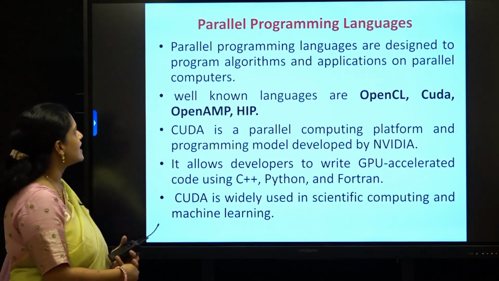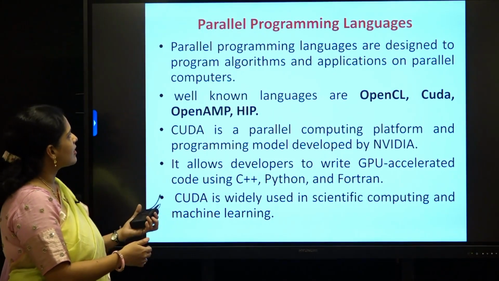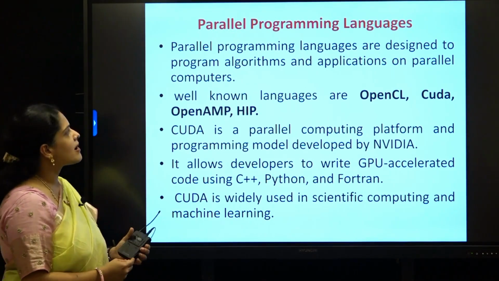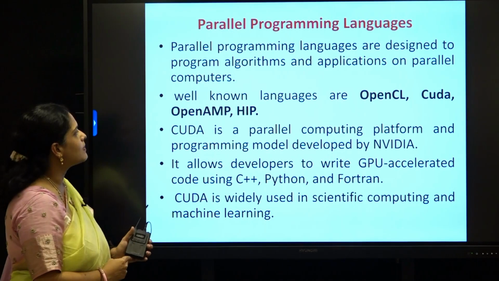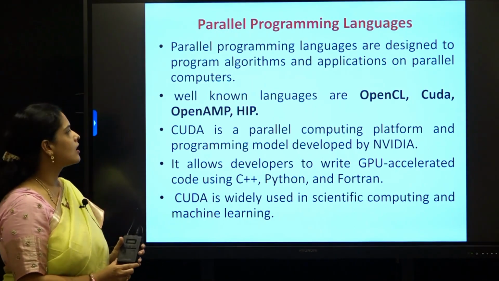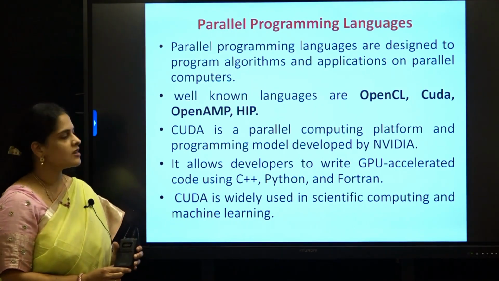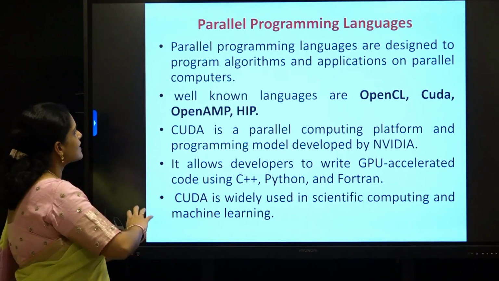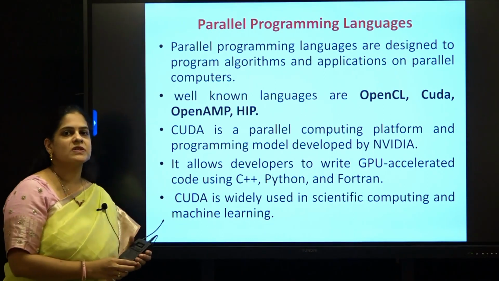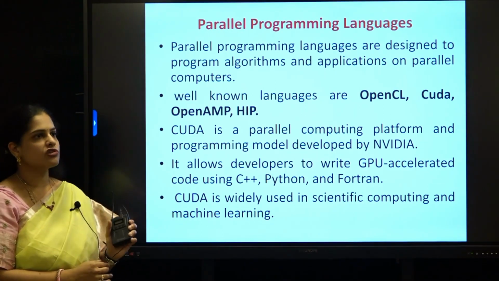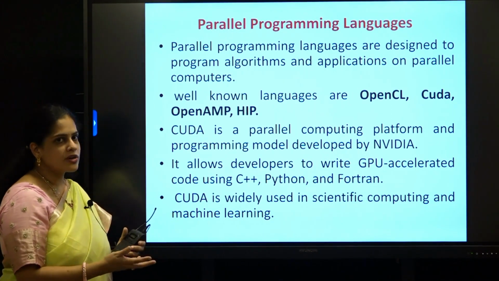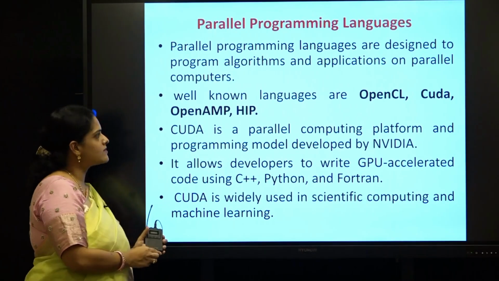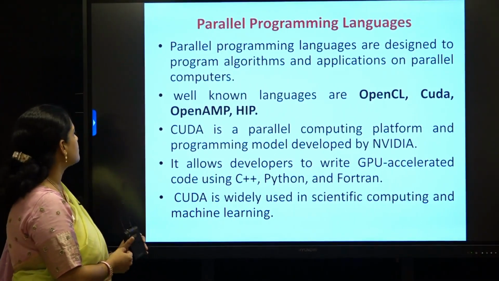They are called the parallel programming languages. These languages are designed to program algorithms and applications on parallel computers, and the well known parallel programming languages are OpenCL, Open Computing Language, CUDA, Compute Unified Device Architecture, as well as OpenAMP, Open Asymmetric Multiprocessors, and HIP. These are the programming languages which specifically provide parallel programming, and you can write your code to implement parallelism in your application using these languages such as OpenCL, CUDA, OpenAMP, and HIP.